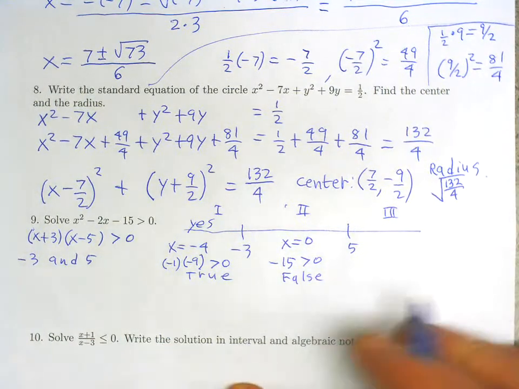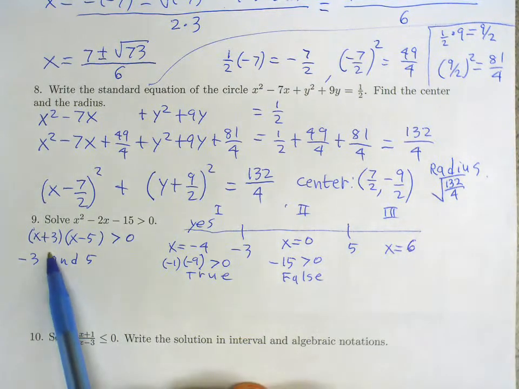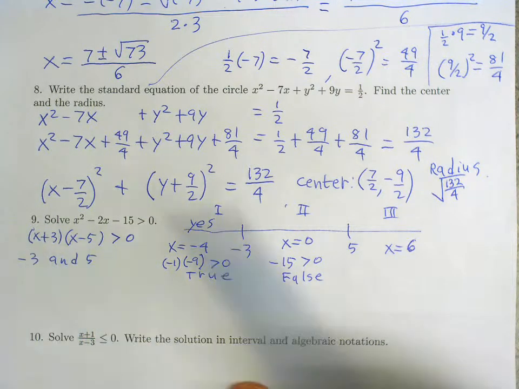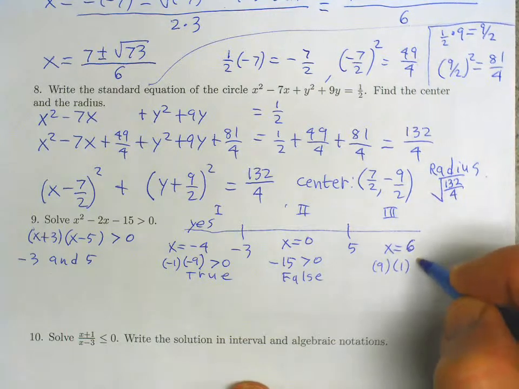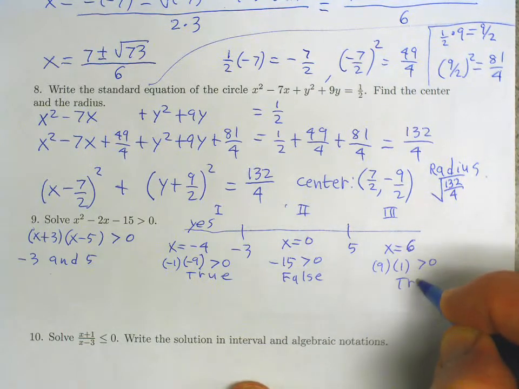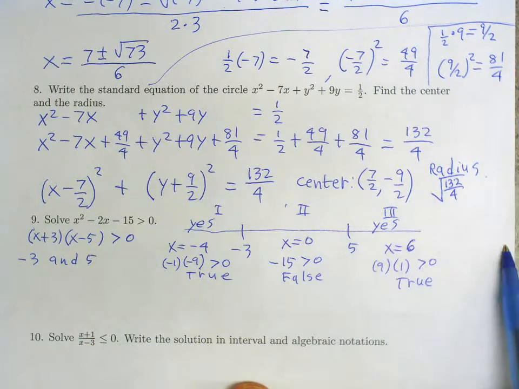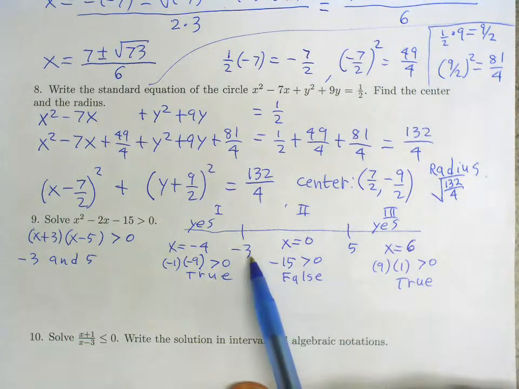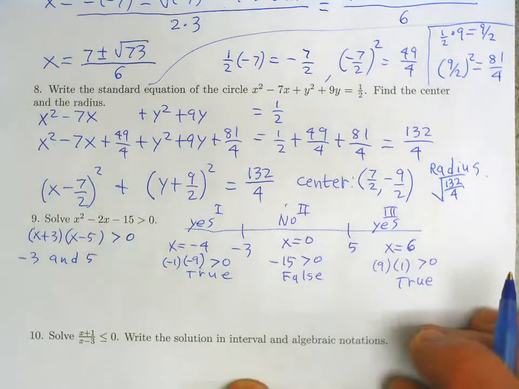And then in the third interval, we can pick x to be 6. In the factored form, replace every x with 6. 6 plus 3 is 9. 6 minus 5 is 1. 9 times 1 greater than 0 is true. So yes, all of the numbers from 5 to infinity. The numbers negative 3 to 5, those are not solutions.